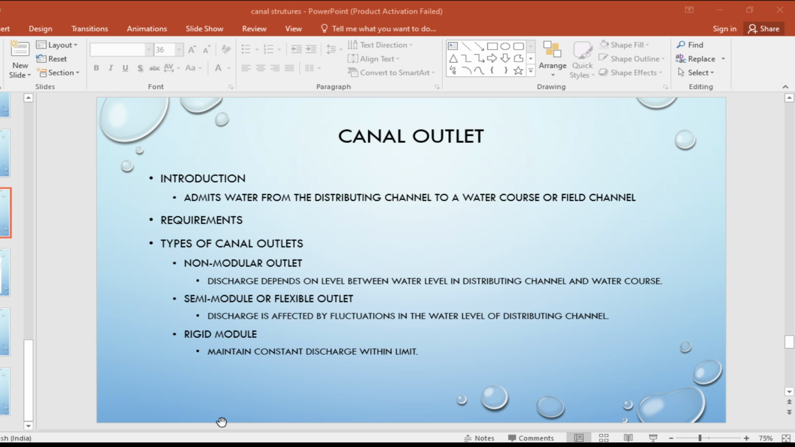Only one part is left with this module, which is cross drainage works and the types of cross drainage works. In the next video we will cover that. From that, the module of canal structures will end. So up to this I hope you understood what are the different canal structures. Only one we are left with.